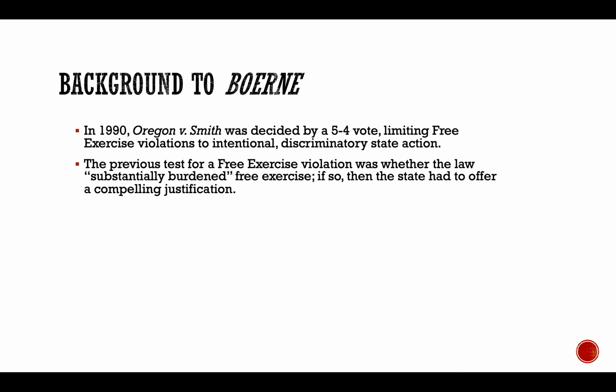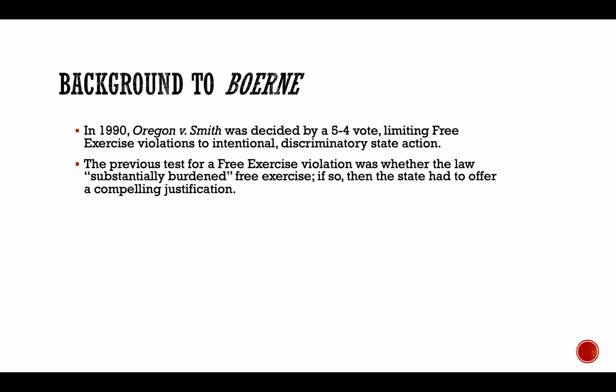So the court overrules, or they don't overrule, but they severely limit, really in a way that's tantamount to overruling, these cases that say that a substantial burden on free exercise must be justified by a compelling interest. And instead, the court says that any burden that is merely incidental does not have to be specially justified.